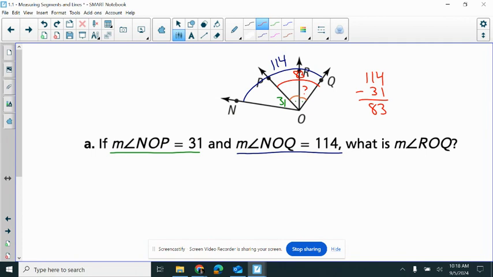But my congruency marks tell me that they're going to be the same measure. So if they have to be the same measure, I can just do 83 divided by 2, and I would get 41.5. So if they're the same, each one would be 41.5, and that would be my answer. So the angle ROQ is 41.5 degrees. No two problems are always going to be the same setup, or the same process. That's why you have to look at your picture, analyze it, and come up with a plan in order to solve it as you go along.